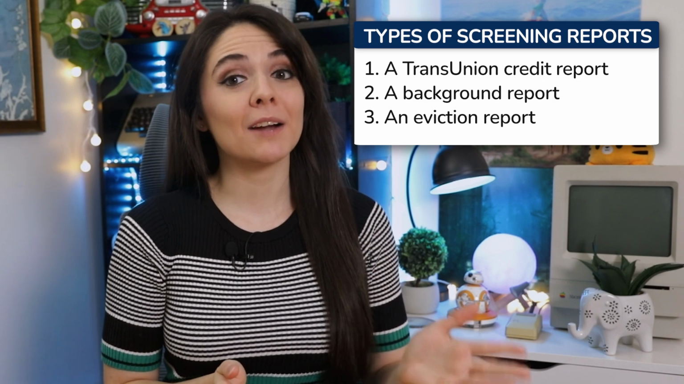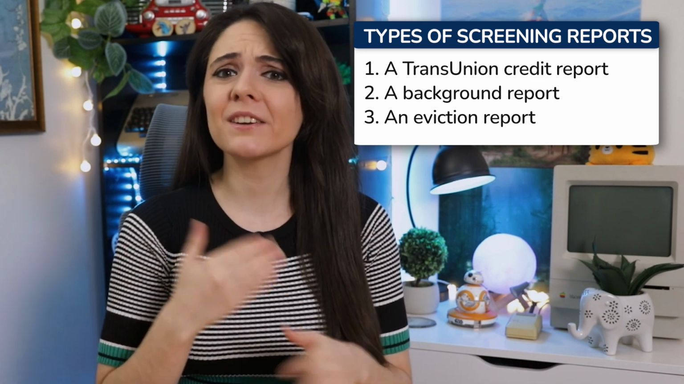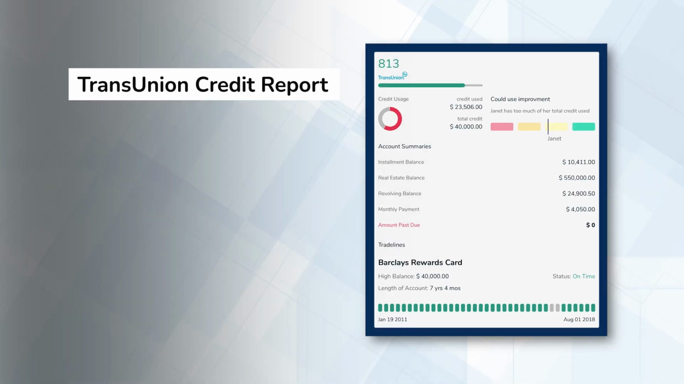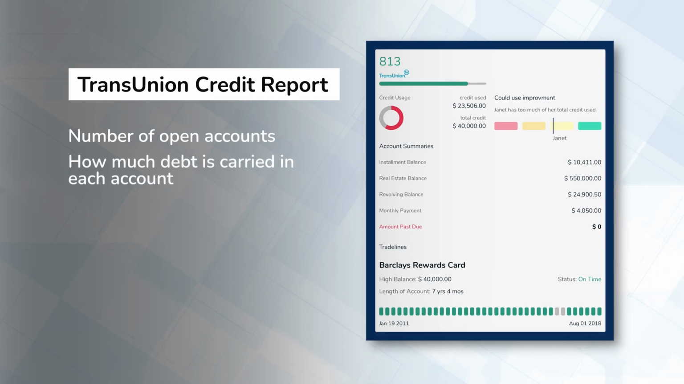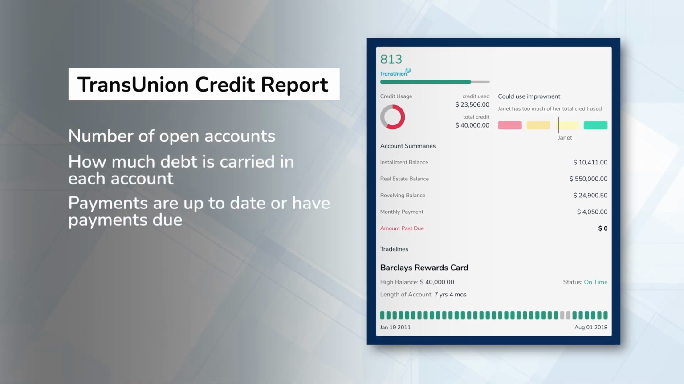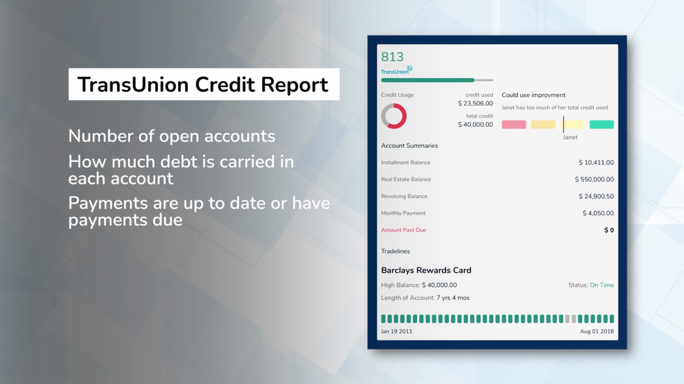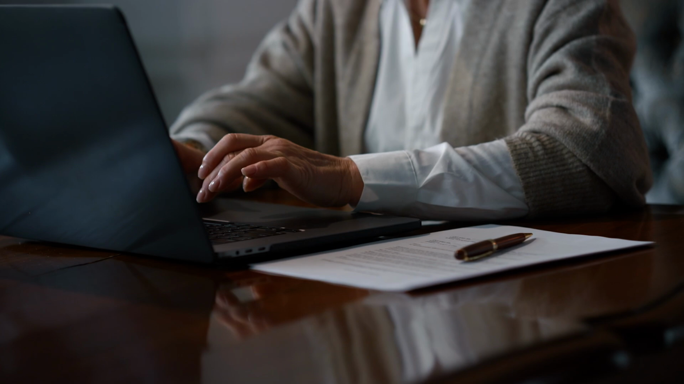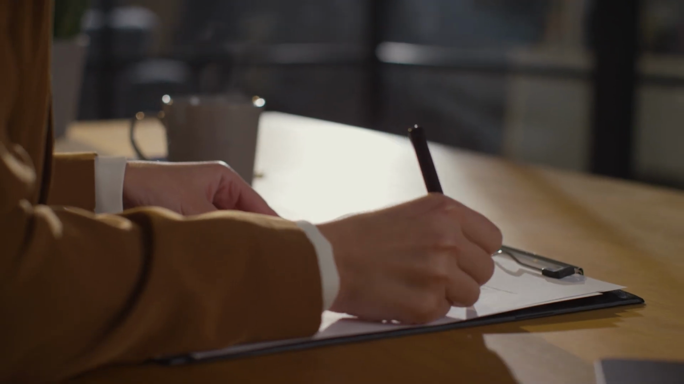Next, what types of screening reports can landlords request? There are three main options: a TransUnion credit report, a background report, and an eviction report. Here's what each of them entails. A TransUnion credit report will show the renter's credit score and history. The report summarizes the number of open accounts, how much debt is carried in each account, and whether payments on these accounts are up to date or have payments due. It will also show if there is a history of late payments. This information gives the landlord a clear picture of the renter's reliability in making timely payments on the rental property. Also, it will show the debt-to-income ratio for the renter, which shows whether they can afford to pay rent while also making payments to other accounts.